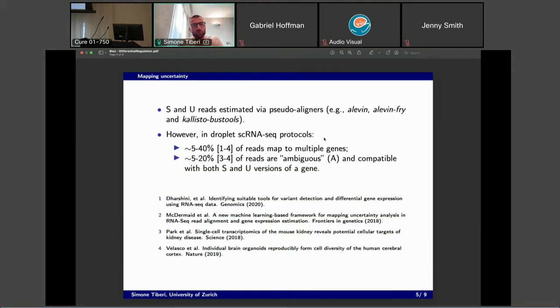So getting a little bit more into the mathematical and statistical aspects, the kind of input you could use are estimated spliced and unspliced reads that you can easily obtain with pseudo-aligners like Alevin, Alevin-fry, Kallisto, or Bustools. But from droplet protocols, there is a large amount of uncertainty in the assignment of reads. So there are so-called multi-mapping reads that can map, first of all, to multiple genes, and secondly, to the spliced and unspliced versions of each gene. We call these latter reads ambiguous between S and U. Of course you can still use these estimates, but if you neglect the uncertainty in these estimates, your inference is going to be affected.